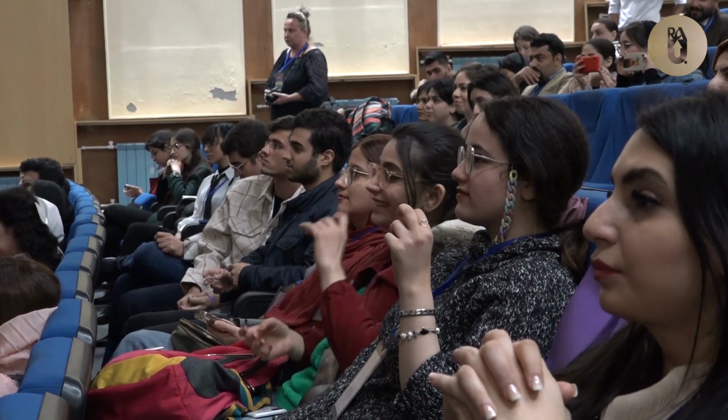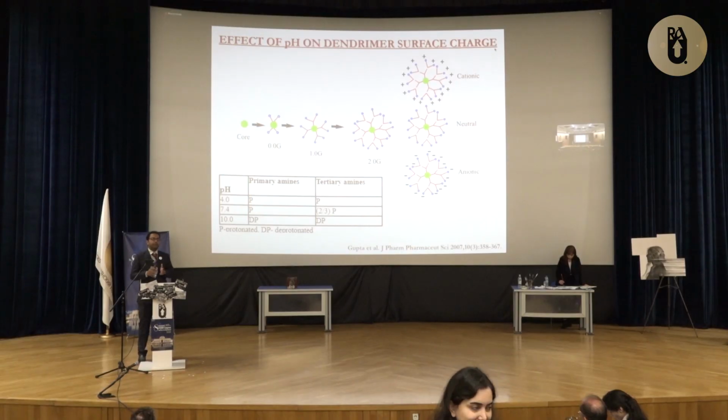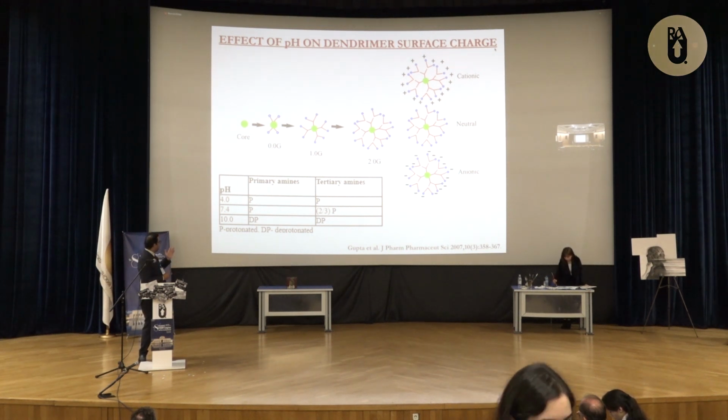So what is the effect of pH on dendrimer? If you see, the dendrimer has amine groups on its surface, so definitely the drug release can be affected by various pH. If you go to acidic pH, at pH 4, you see this slide, this table, the dendrimer gets protonated. However, if you go to alkaline pH, they get deprotonated.